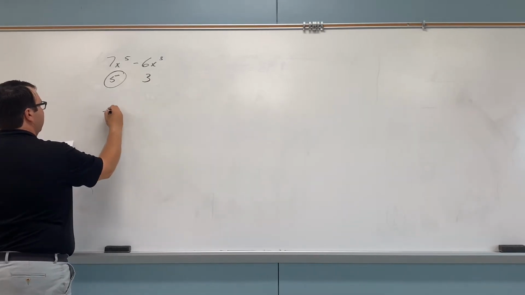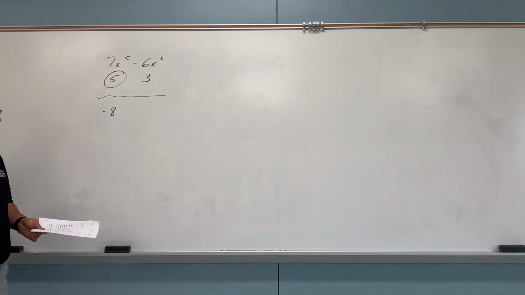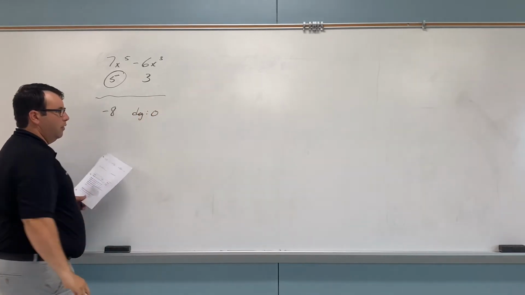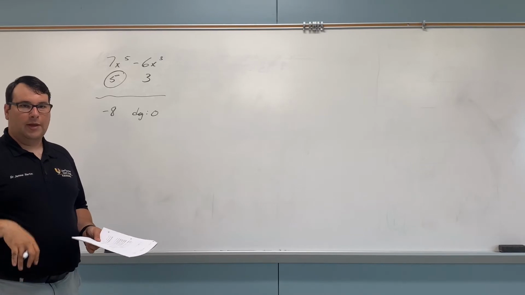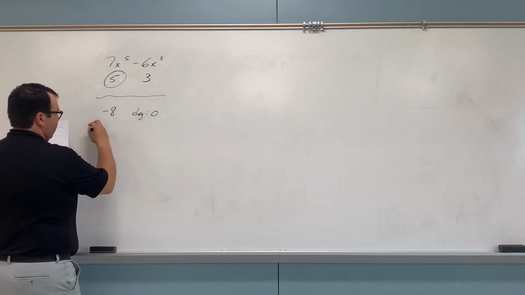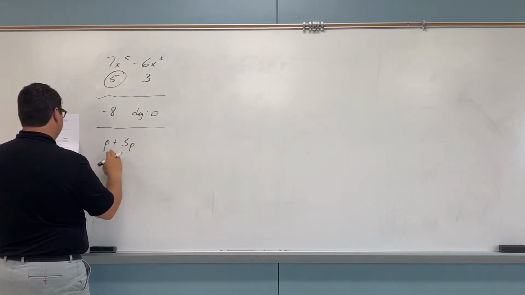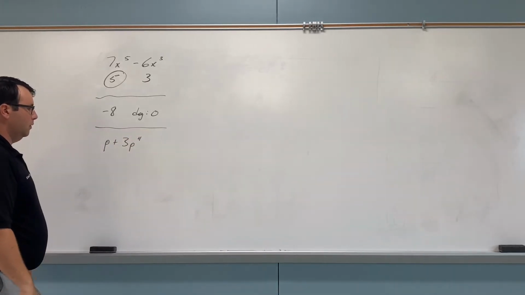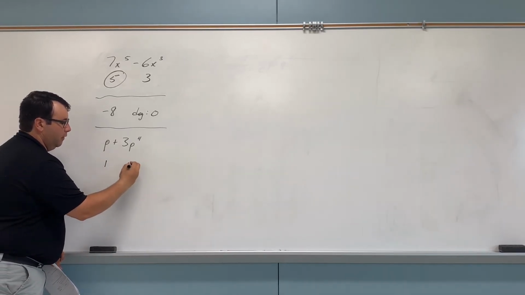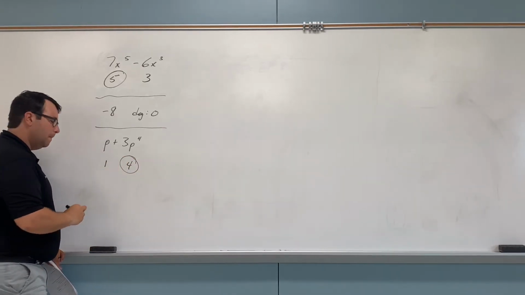What if I had just -8 as another example? Just -8, that's a constant value. We know that the degree of a constant value is 0. Therefore, the degree of this polynomial is 0. What if I had p plus 3p to the fourth? My degree of this first term is 1. My degree of this second term is 4. The degree of the polynomial is 4. It's pretty straightforward.